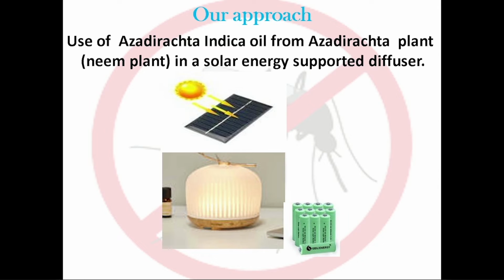After being stored, during the time when you want to use it, this diffuser will have a switch. You turn on the switch, then it produces the energy which can heat up the oil which is inside the diffuser, and it starts diffusing this oil, which will help to repel away the mosquitoes that are surrounding.